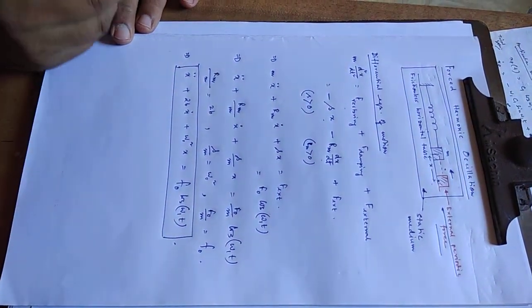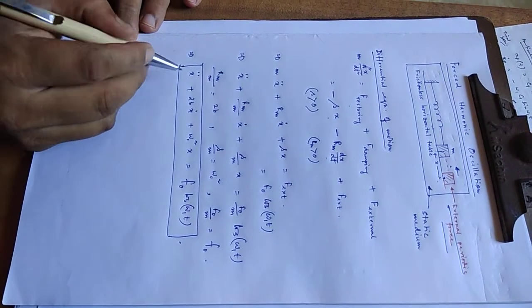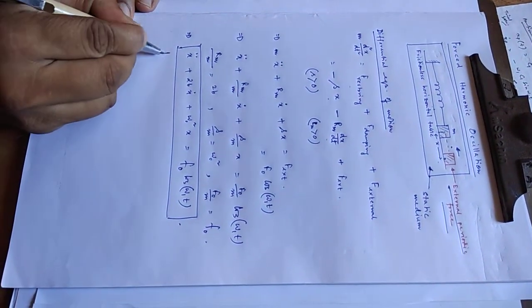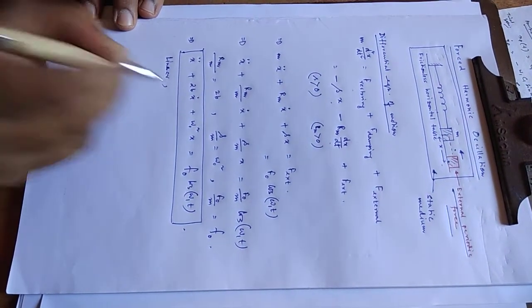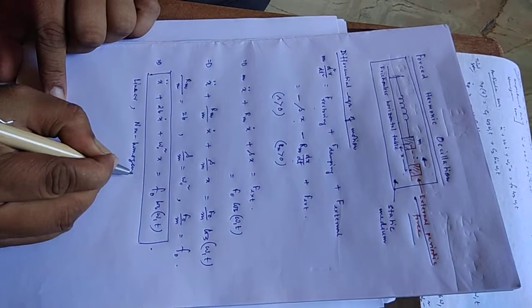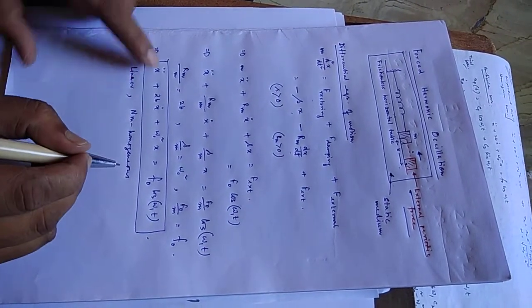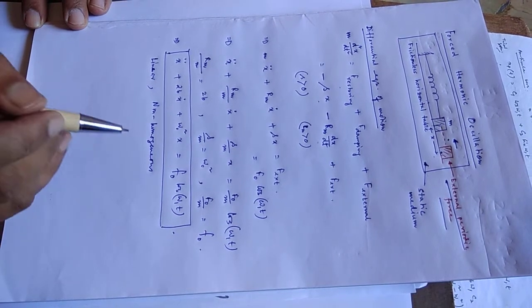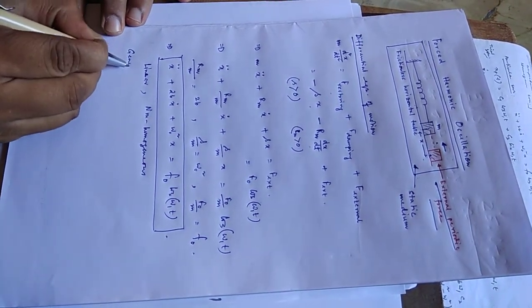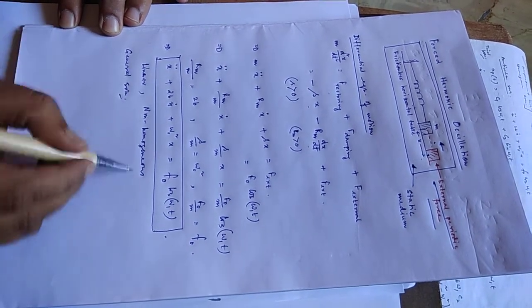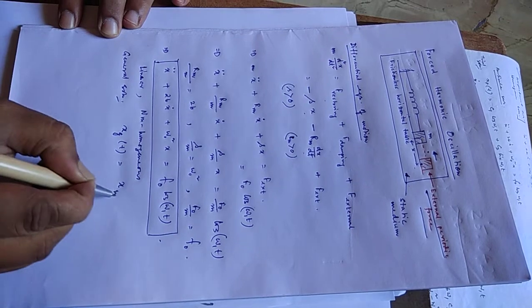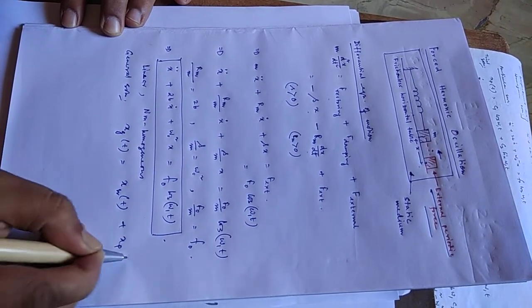Now we have to solve this differential equation to get the trajectory of the particle. As we said, trajectory means x as a function of time. Now as you can see, this differential equation is a linear non-homogeneous second order differential equation. How do we solve it? We have to use the general solution of a non-homogeneous linear second order differential equation, which is given by x general of t equal to x homogeneous plus x particular of t.